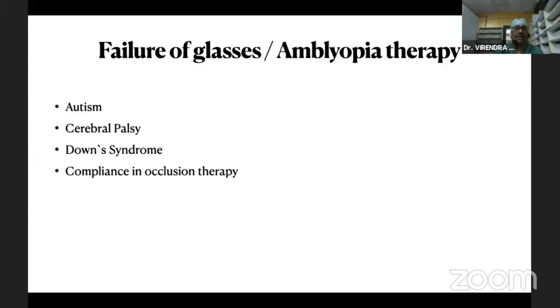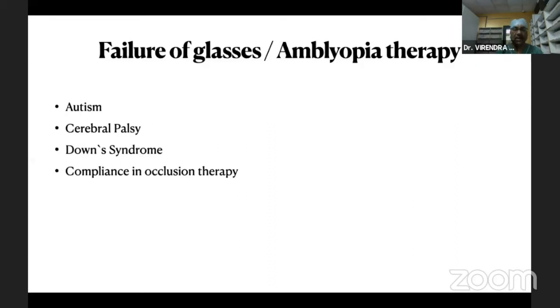And as I said in the beginning, for some reasons the patient is not cooperative or not able to wear glasses, like in autism, cerebral palsy or Down syndrome, or there are compliance issues in occlusion therapy, more so because of nuclear family development. Both parents are very busy, and socially we are moving very often now, and it is difficult to have compliance in such times. Because of this, compliance becomes very poor at other times also.